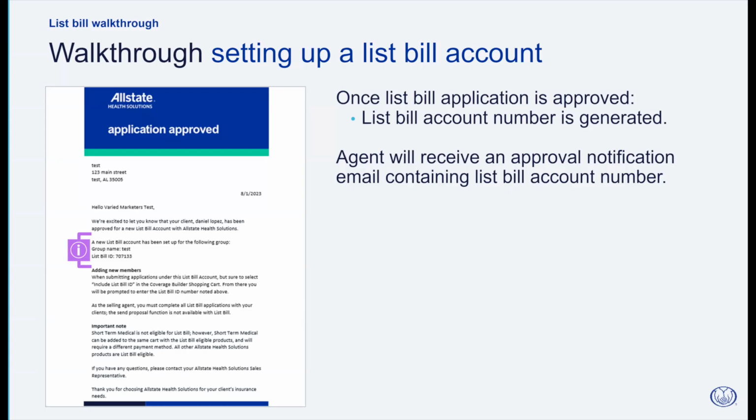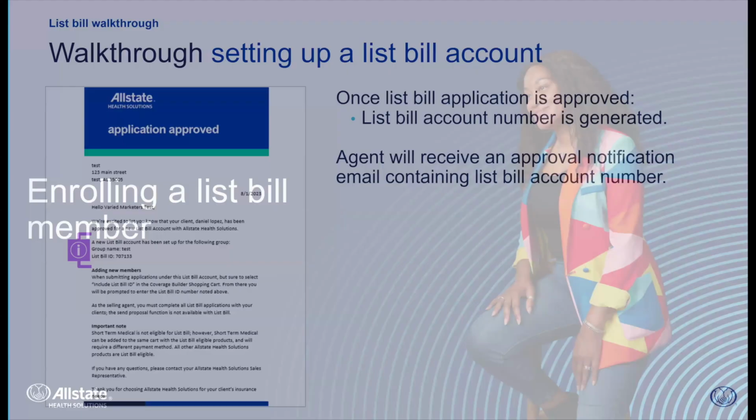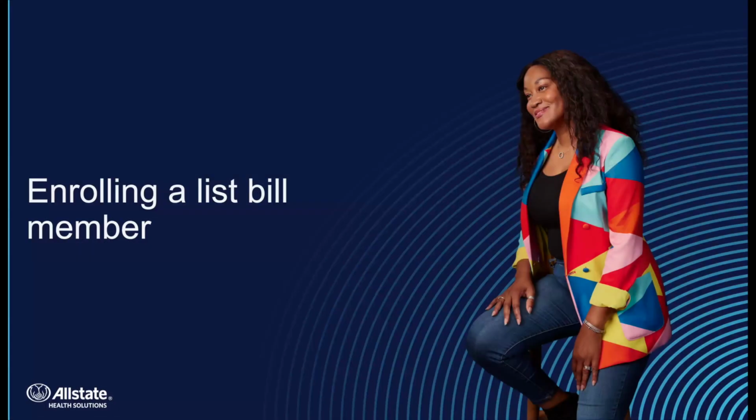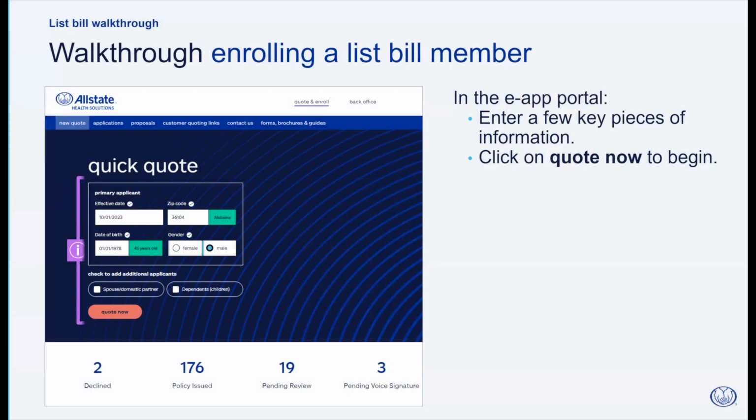And once you complete all that, now we're cooking. Now we can go through and enroll somebody or enroll a group via the list bill process in some Allstate supplements. This part will look and feel very normal, very similar to what many of you have gone through before in an application. You'll go to a new quote.